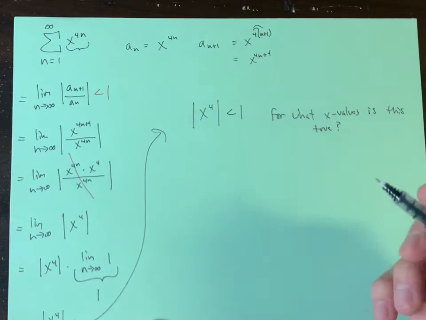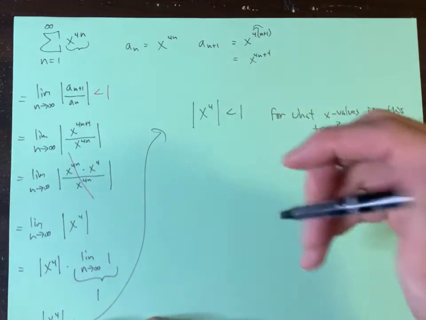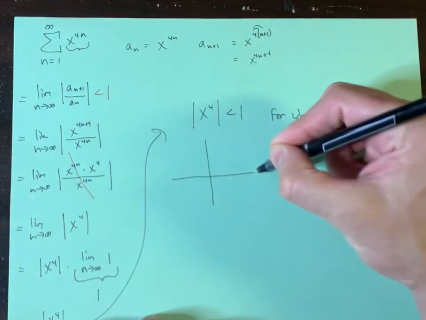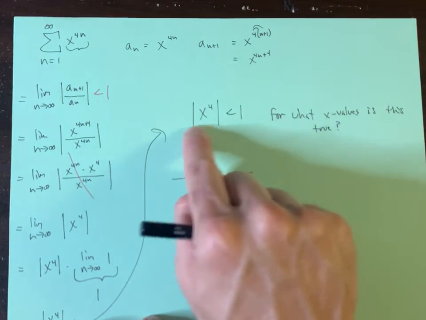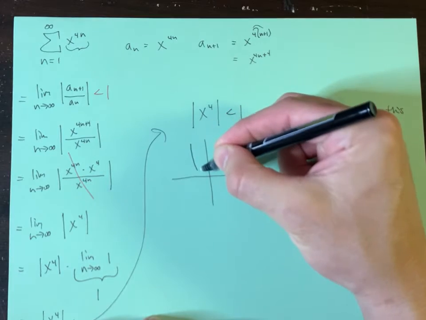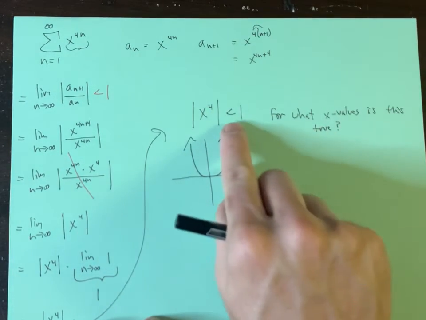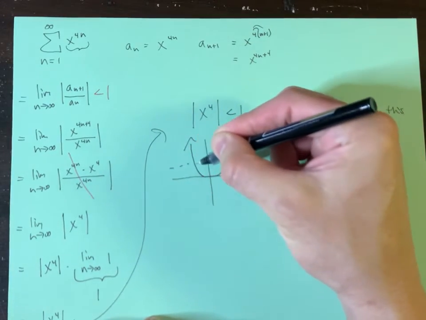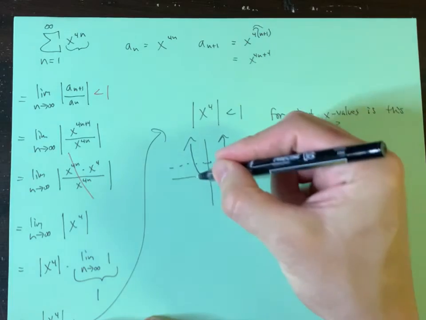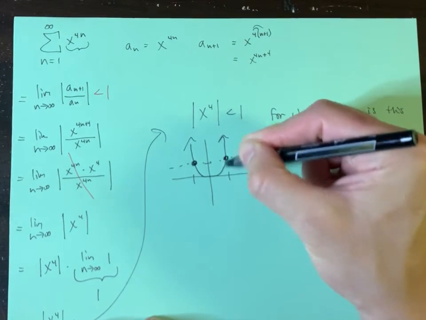For what x values is this true? Amongst those reasons would be a graph. What does the graph of x to the 4 look like with the absolute values? If you look on a calculator, the graph of this here on the left-hand side, not the whole thing, but just the left-hand side, that graph would look something like this. And what is it that we want this graph to do or to be? We want it to be less than 1. And the graph of 1 looks something like this. So the x values that work are the x values between here and here.